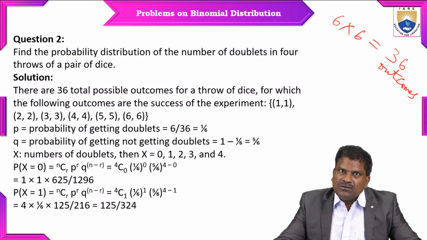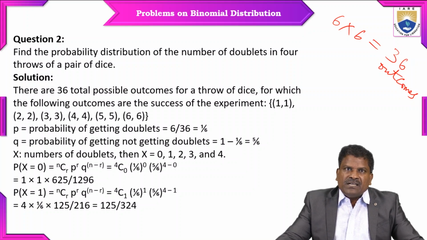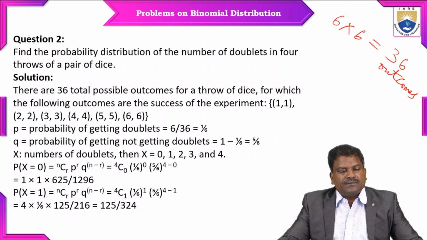So, Q is equal to 1 minus P. It is 1 minus 1 by 6. It is 5 by 6. So, the probability of not getting a 6 is 5 by 6.